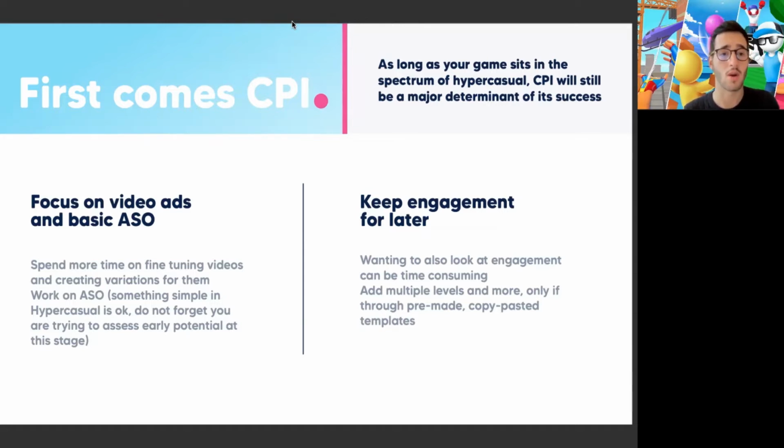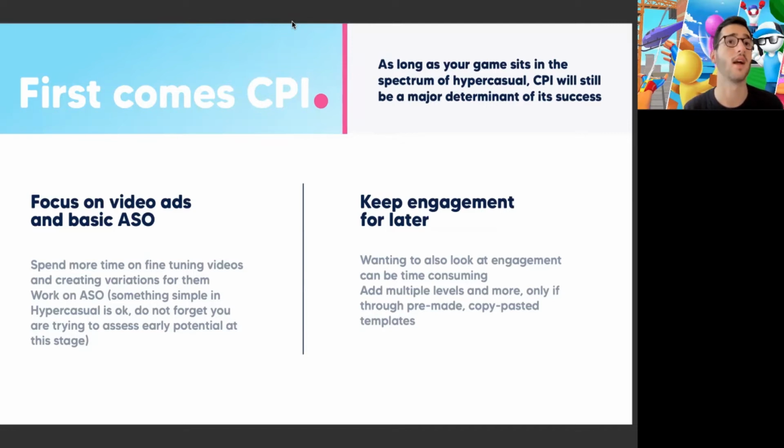First of all, one important thing is CPI is the focus, right? So the prototype per se is not that important. The most important thing with prototypes is to have them accepted by the store mainly, to be able to test the game and have downloads on it. And so your main focus when you're testing CPI should be especially the ads that you will be showing to users and the ASO, which will have an impact on your conversion rates.